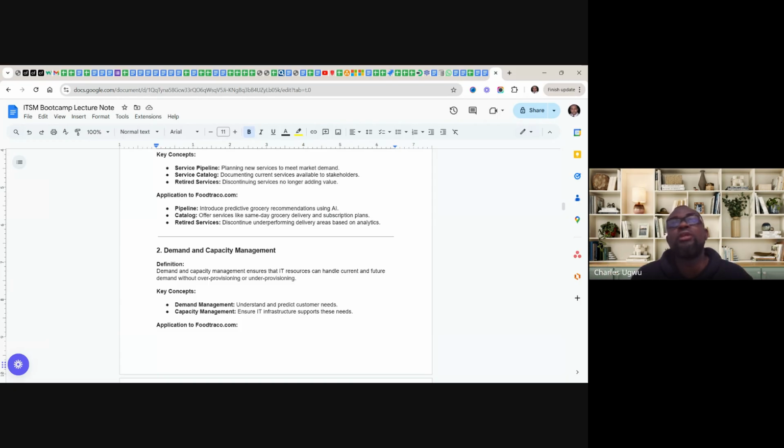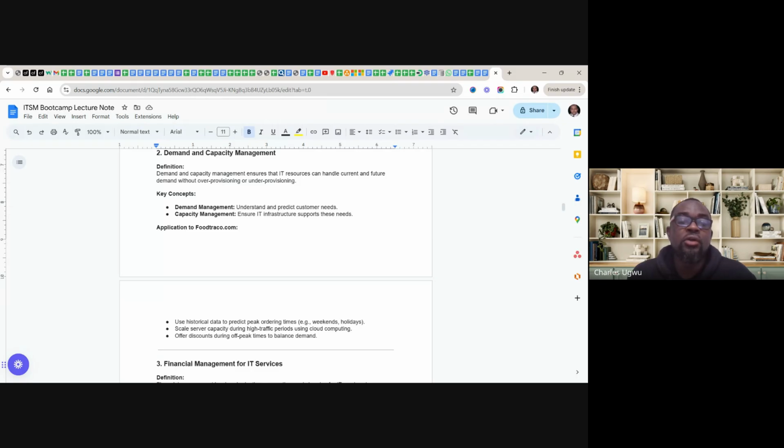Even in a building, everything has capacity. So that is what we mean here. You determine the capacity and make sure that you provide the kind of IT infrastructure to support that capacity. That is what we mean by demand and capacity.